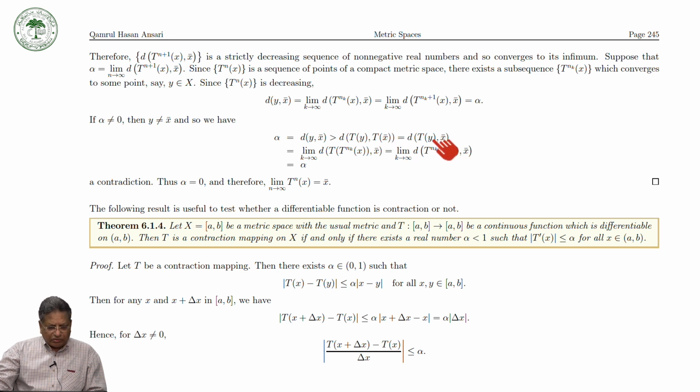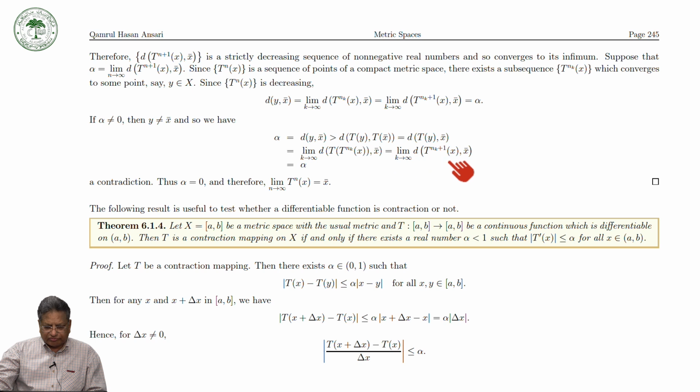Now y is equal to, so this is equal to, we can take, because y is the limit of this subsequence. So instead of y, we can take the limit as k approaches infinity of T of T^{n_k} x, and x bar is here. Okay, and now this we can combine, then we can write it in this way.